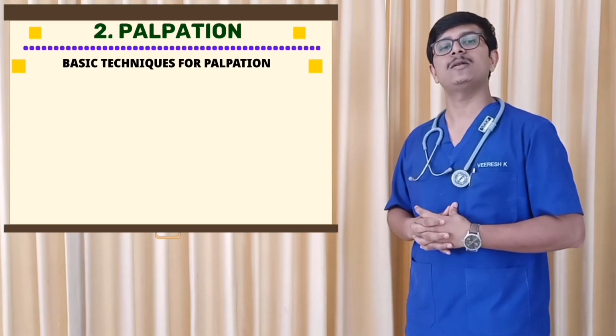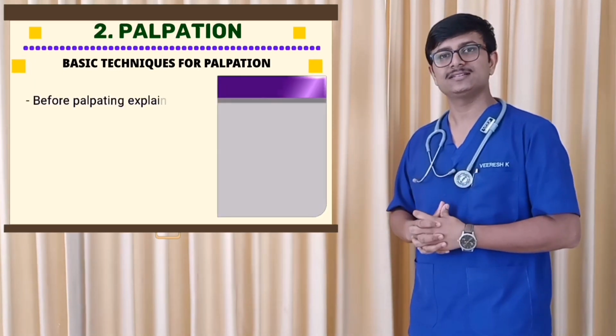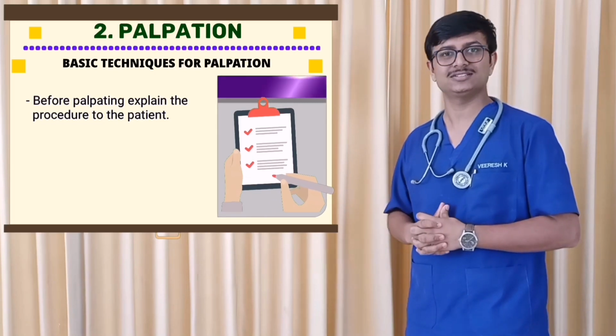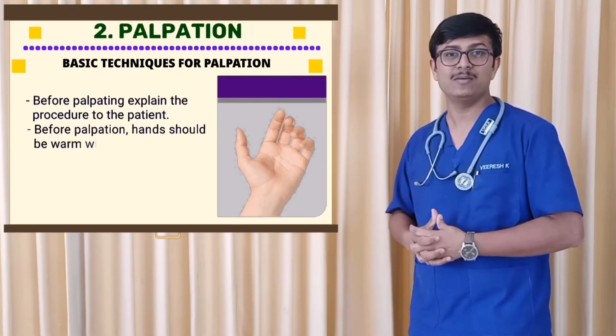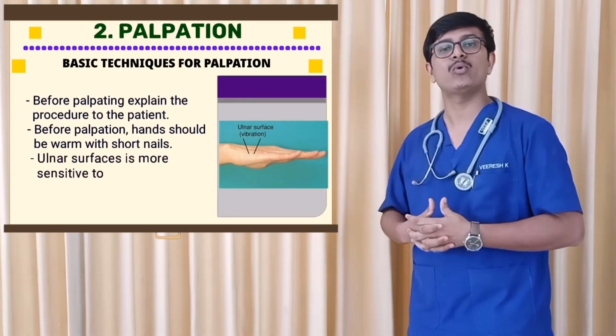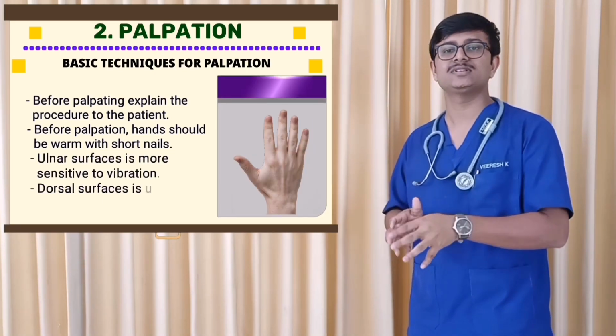Basic techniques used in palpation. Before palpating, explain the procedure because touch has a great significance in our culture. Your hand should be warm with short nails. The ulnar surface is more sensitive to vibrations. The dorsal surface is used to assess the temperature.